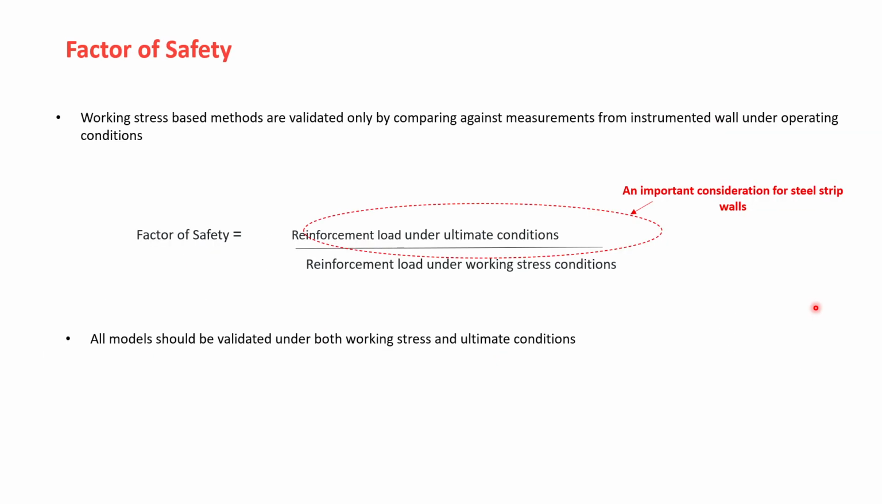One thing to highlight is that these are all working stress-based methods, and they are well developed using walls under working stress conditions, and they are also validated under working stress conditions. But we know the factor of safety is not only working stress conditions, but also the ultimate conditions divided by the working stress conditions, right? The problem is that we haven't tested these design methods under ultimate conditions, and I think that's where most of the problems are, especially with respect to steel strip walls.